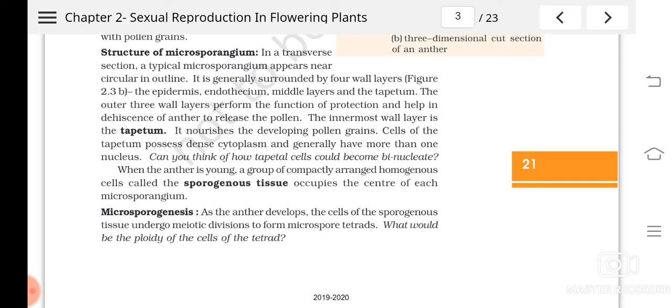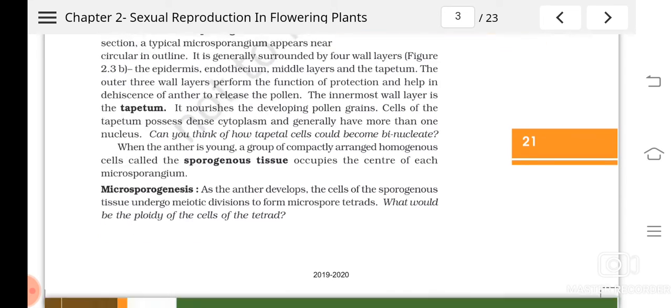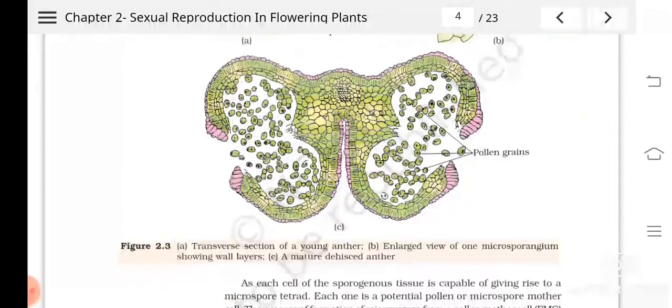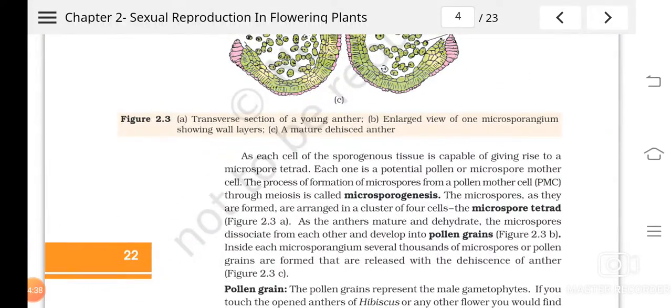Inside the wall layers, there is a group of tissue called sporogenous tissue. This sporogenous tissue is responsible for forming the pollen grains. Each cell in the sporogenous tissue is capable of forming a pollen grain mother cell, and each pollen grain mother cell undergoes meiosis and produces what? Pollen grains. Understood?